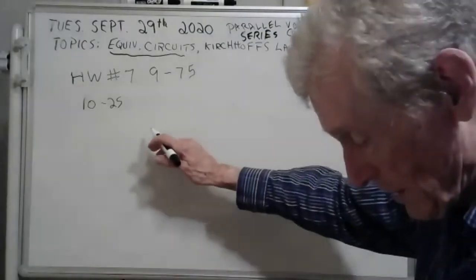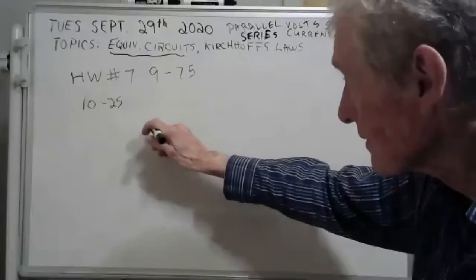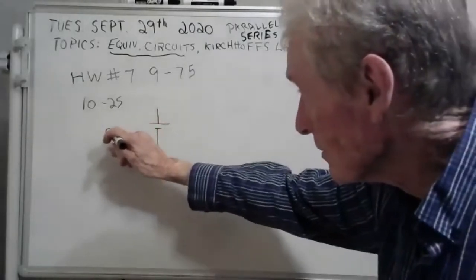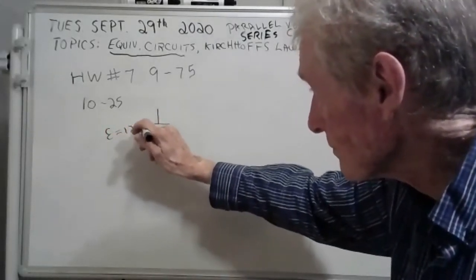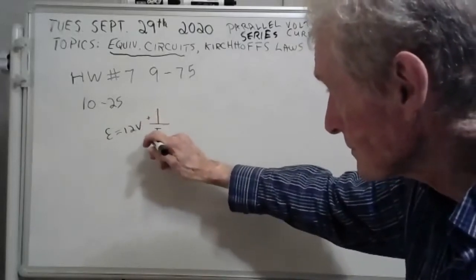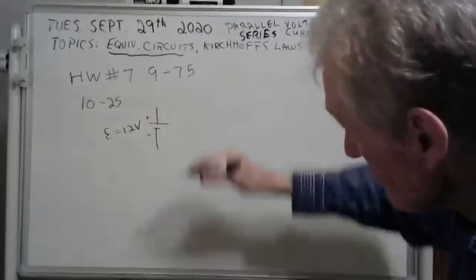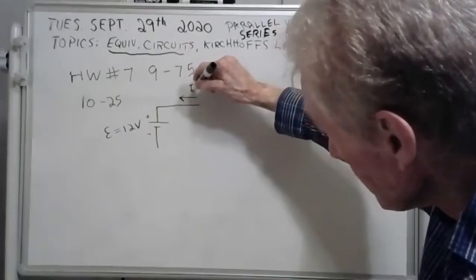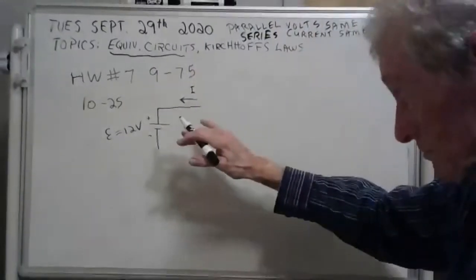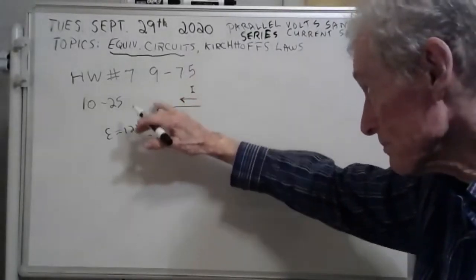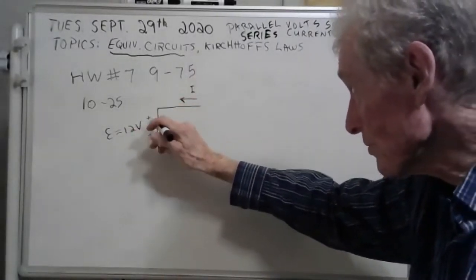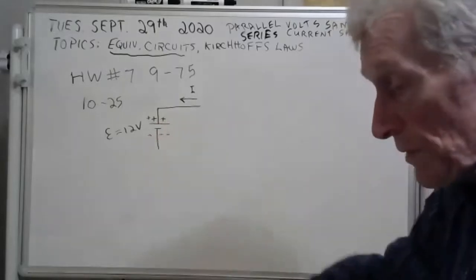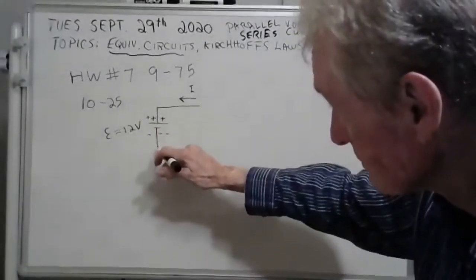Well, let's draw that. Here we go. We have a 12 volt battery. But see, it's being charged. You know what that means? That means you have a current coming in here. Current is always the motion of positive charges. And you're putting positive charges and you're increasing the number of positive charges. And of course that repels the positive charges and they go this way.